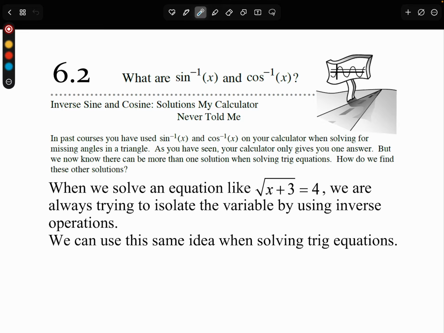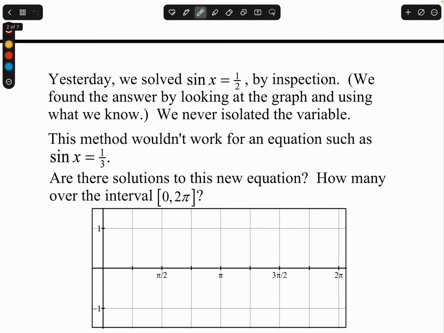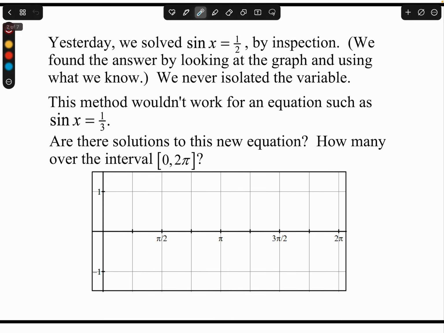So it says when we solve an equation like the square root of x plus 3 is equal to 4, we are always trying to isolate the variable by using inverse operations. We can use the same idea when solving trig equations. So yesterday we started out by solving sine of x equals 1/2 by inspection. So we graphed it and we looked at the graph to help us find our answers. Okay, so we never actually solved it algebraically by isolating the variable.